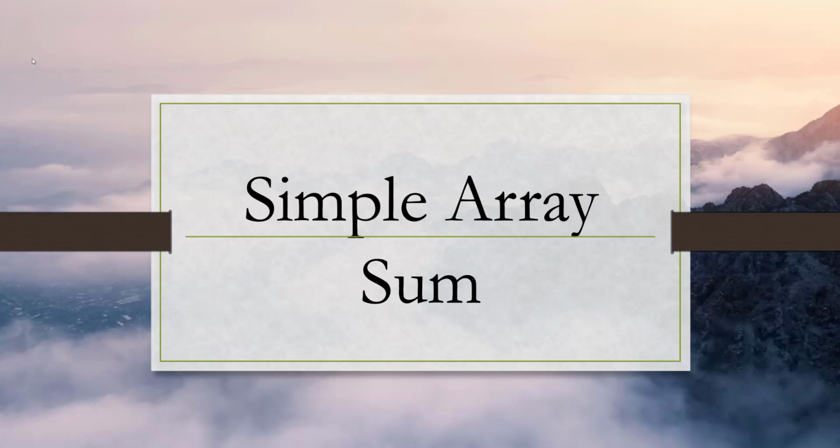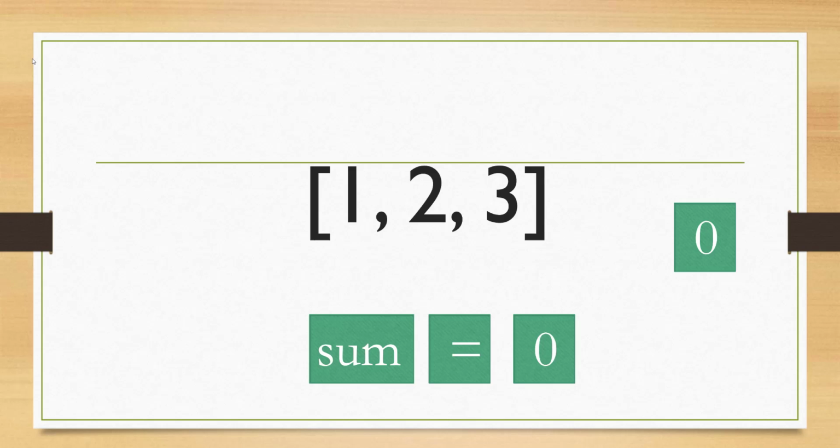So the problem is called simple array sum. If we're given an array with the elements 1, 2, 3, what we're going to do is keep a sum variable, and we're going to initialize it to 0, and this is going to keep track of the running sum as we go through each element. For this we're just going to create a single for loop that accesses each element one at a time until we get to the end. We add each element to the sum variable to keep track of the running sum, and then once we're done, we're going to return it.